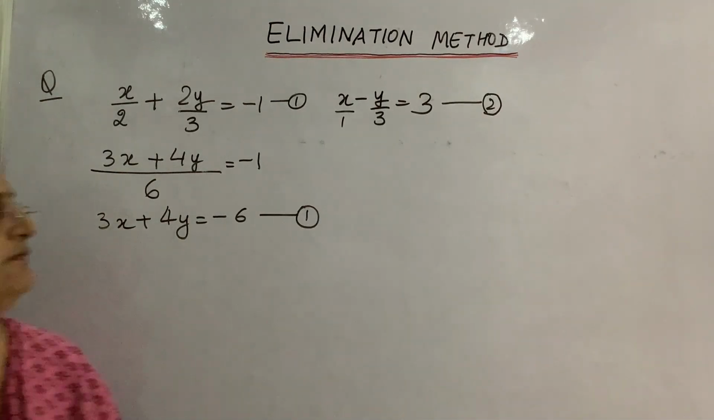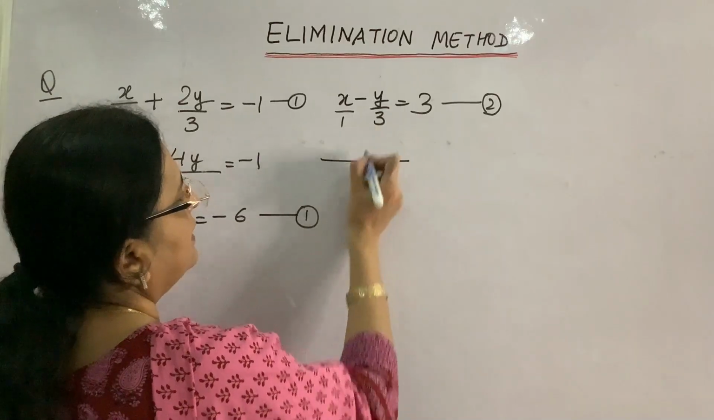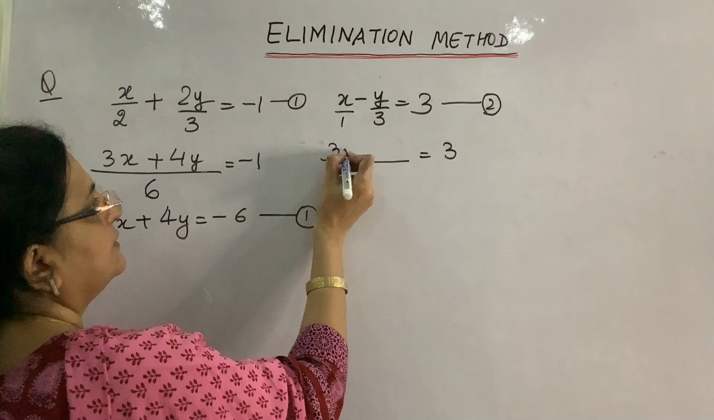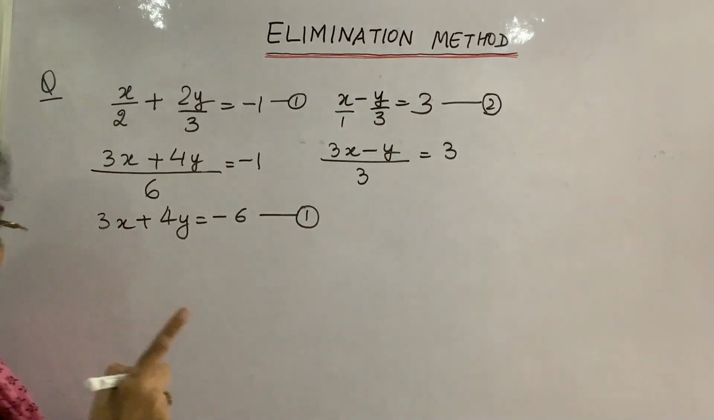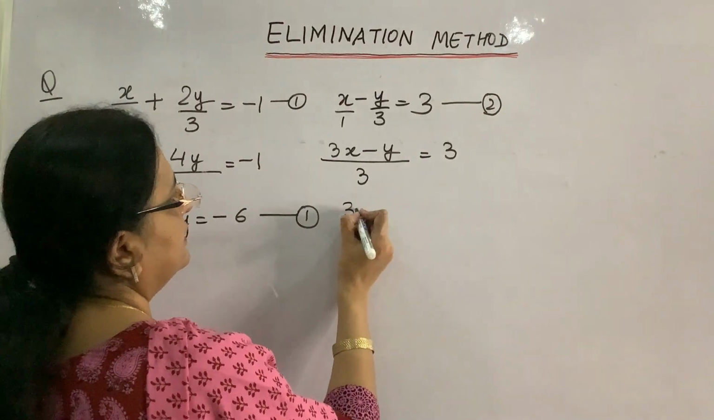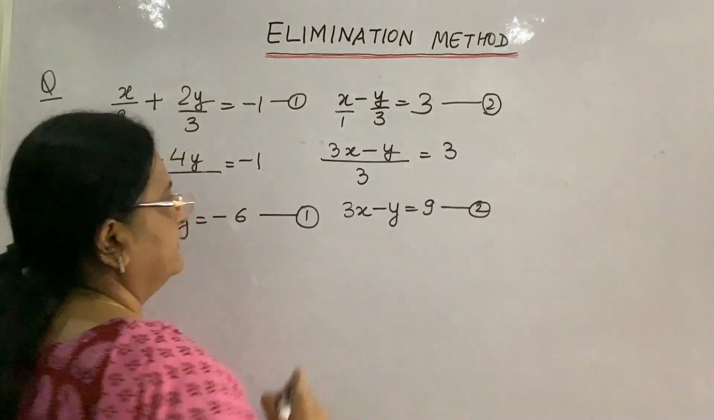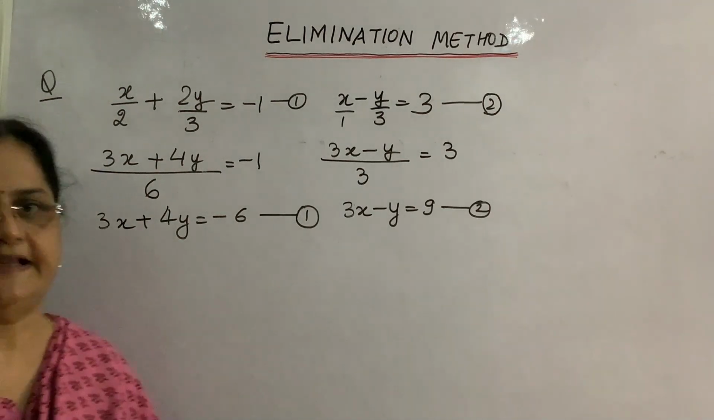Let us do the same thing with the second equation. The second equation, if you take the LCM, 1 into 3 is 3. What do you get here? 3x minus y. Cross multiply, you will get 3x minus y is equal to 9. Now we have converted both these equations into a simple form and we have got rid of the fractions.